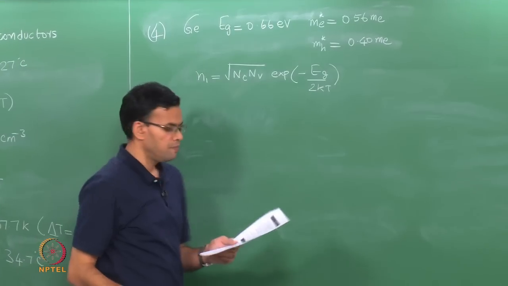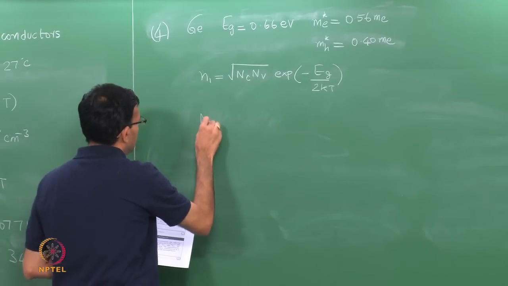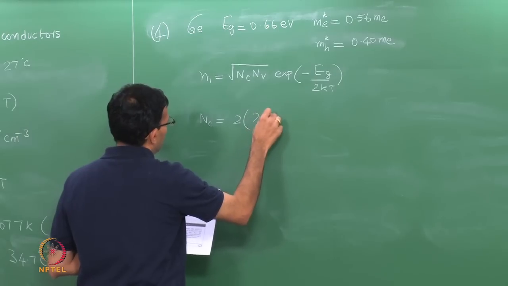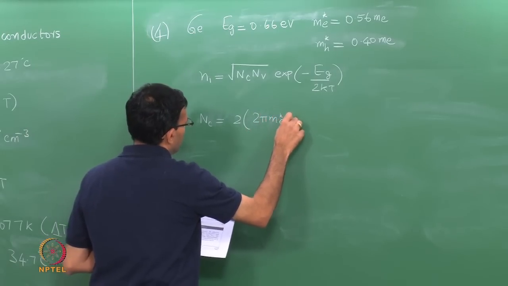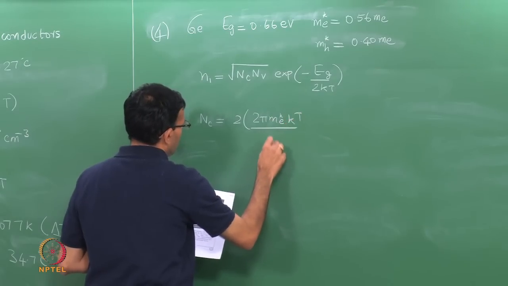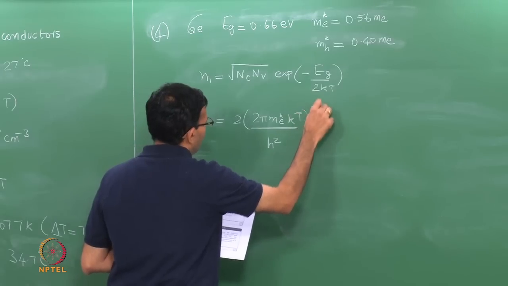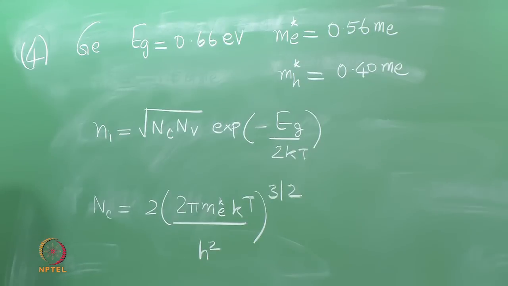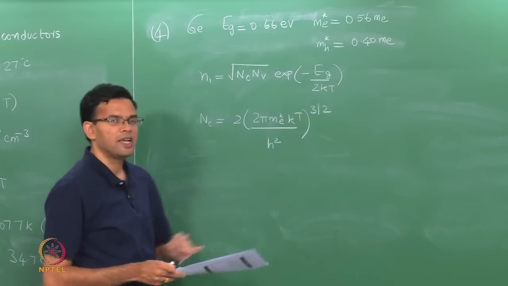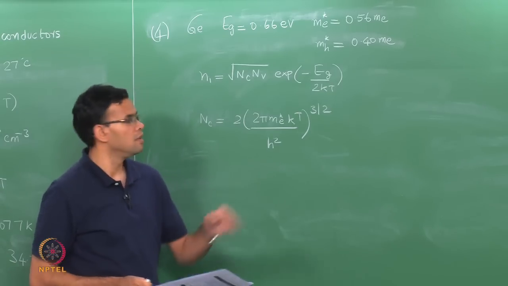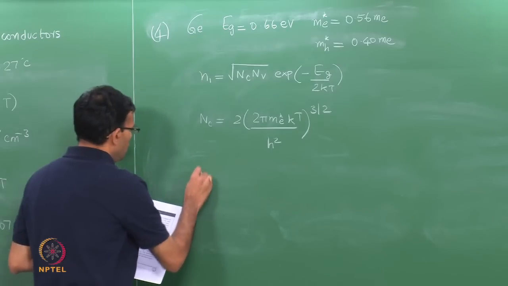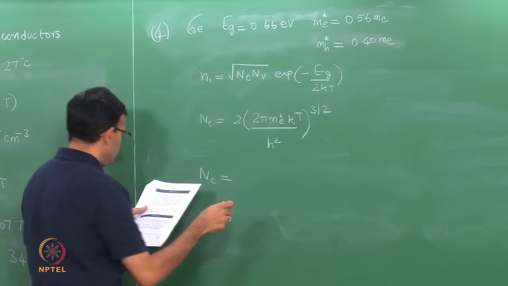So, Nc and Nv are again related to Me star and Mh star. Nc is 2 pi Me star kT over h square, whole power 3 over 2. We can write a similar equation for Mh star. We saw that earlier during question 2. So, once again we can calculate Nc and Nv, plug it back in and get the value of Ni. So, we will do the numbers, you can write down the final answers.